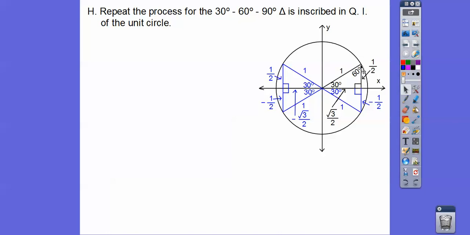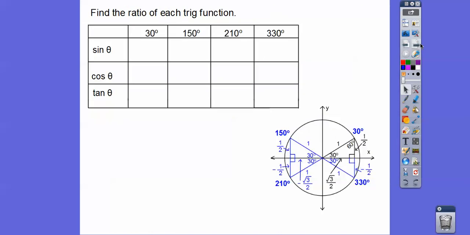So now this is 30 degrees, and this is 30 degrees off of 180. So this is 150. This is 180 plus 30, so that's 210. This is 360 minus 30, so that's going to get me 330 right there. So now we can find the sine, cosine, and tangent of these angles by using these triangles right here. Okay, so let's go ahead and do that.